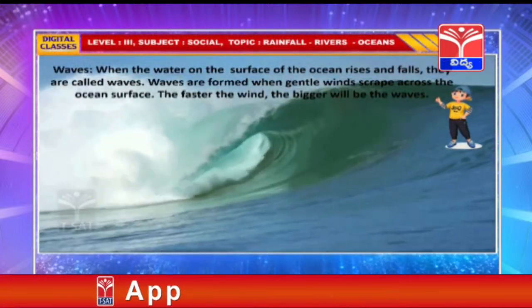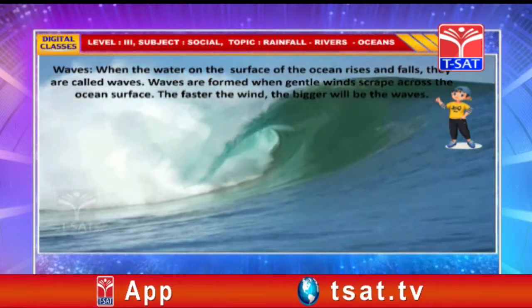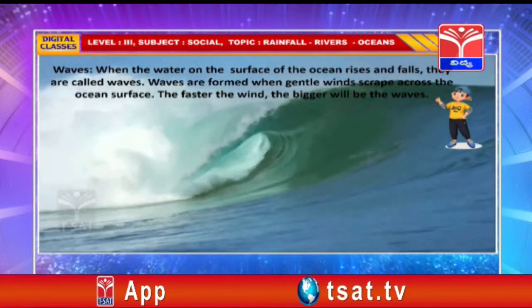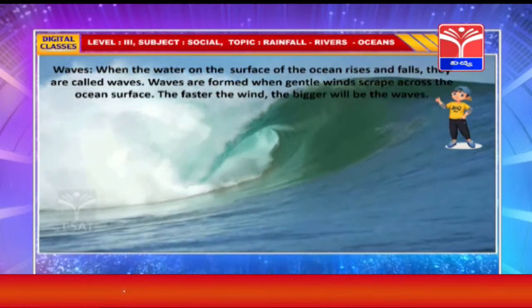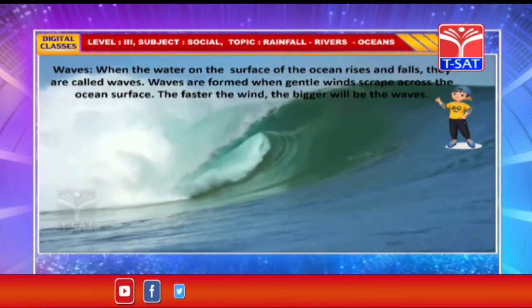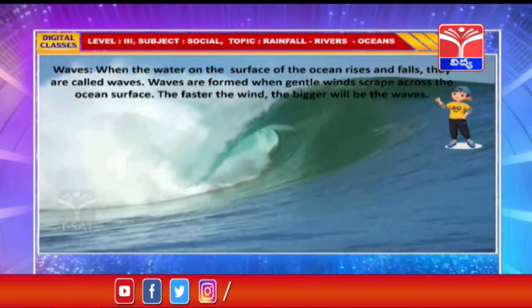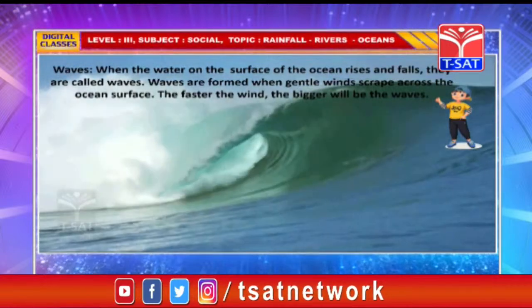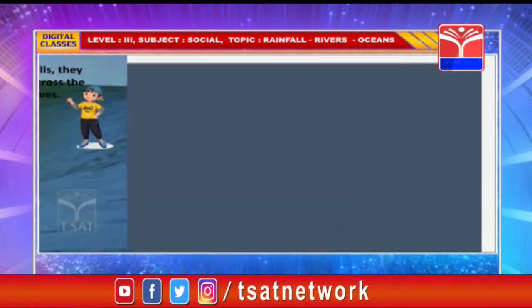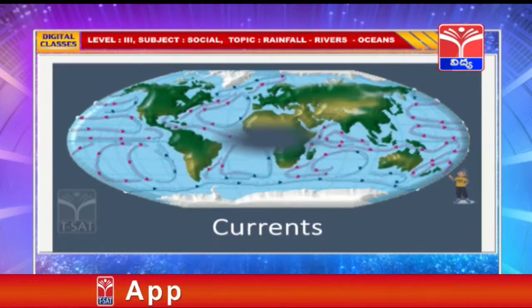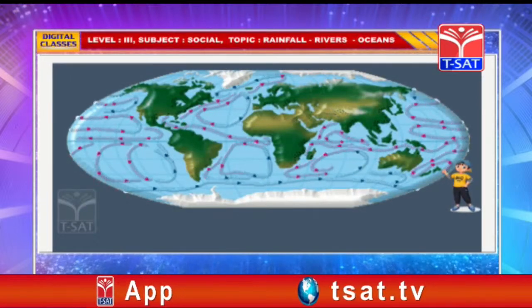When the water on the surface of the ocean rises and falls, it is called a wave. Waves are formed when gentle winds scrape across the ocean surface. The faster the wind, the bigger the waves will be. Now let us learn about another movement, that is the currents.